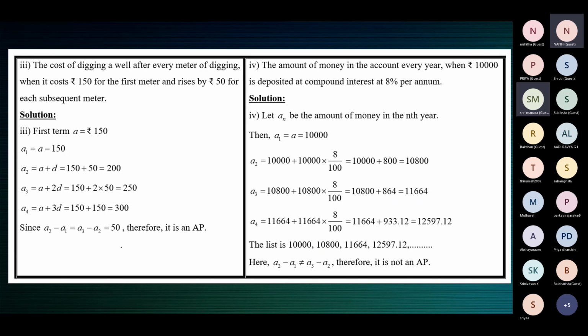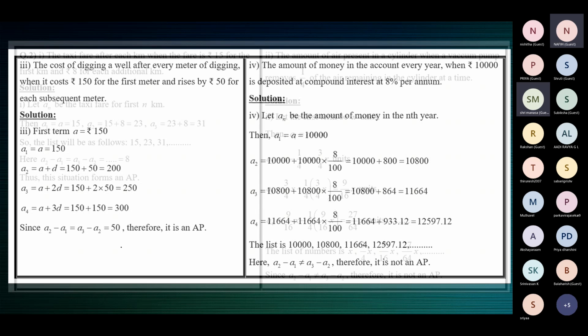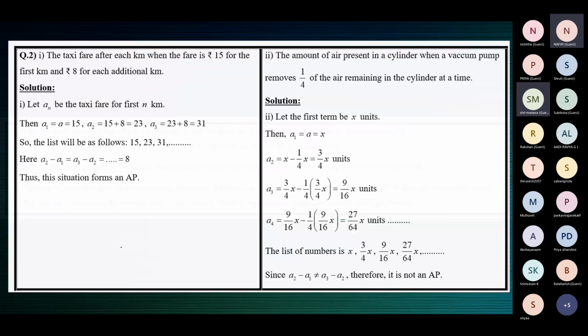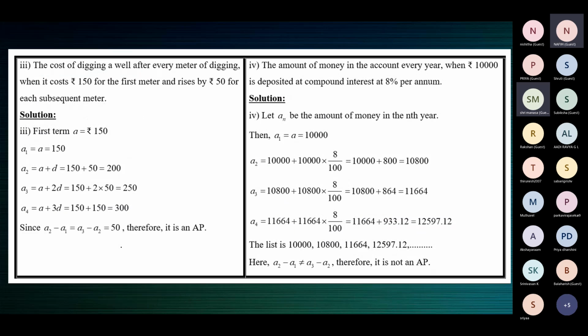So let me do the fourth one for you. The amount of money, what is the heading? In which of the following situations, there are 4 situations given to us, does the list of numbers involved make an arithmetic progression and why? I think we'll do the second and the fourth one. Let me do the fourth one first.